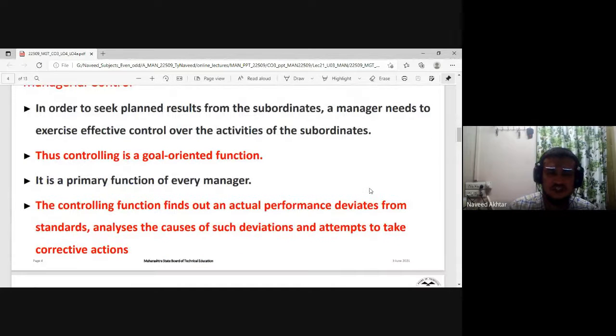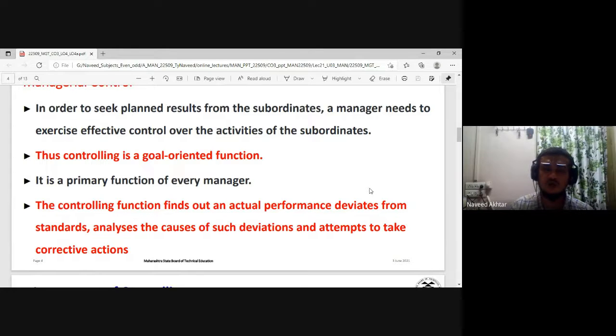In order to seek planned results from the subordinates, a manager needs to exercise effective control over the activities of the subordinates. You have already planned and set the target, and you have to reach that target. आपने पहले से ही एक टारगेट फिक्स करके रखा है, उसके हिसाब से आपने प्लानिंग भी करके रखा है. अब उस प्लानिंग के हिसाब से आपके जो सबऑर्डिनेट हैं, आपके नीचे जो काम करने वाले लोग हैं, वो बराबर काम कर रहे हैं कि नहीं, they are doing their work or activities effectively or not. That is nothing but the control over the activities of the subordinates, and that is also part of controlling.